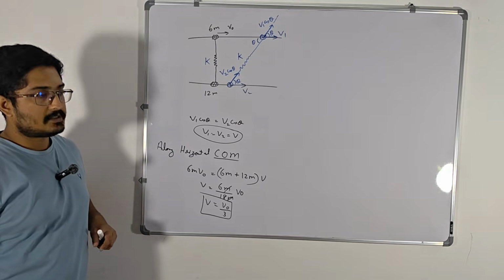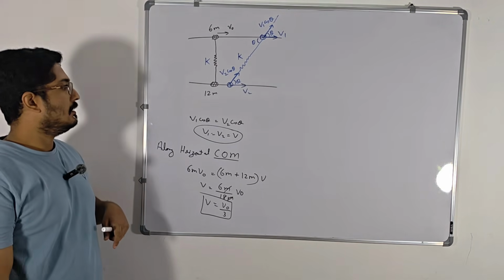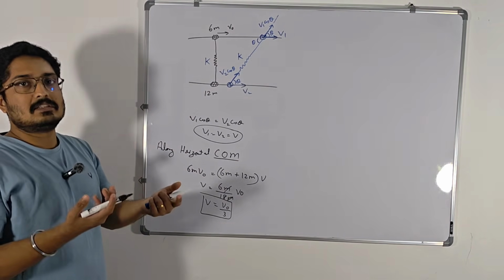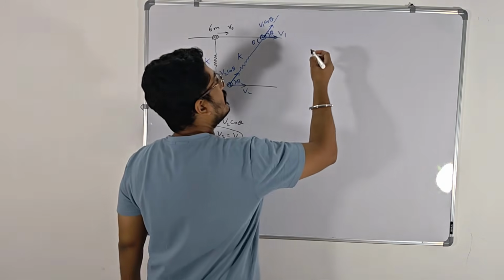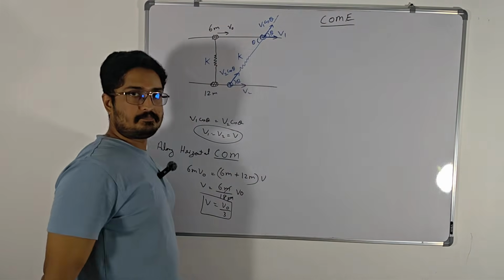So I got the final velocity that the system would be achieving. That means both of them would be achieving it. Now at the end, I am interested in the spring extension. This can be easily found out because again there is no friction, no dissipative force. I can say conservation of mechanical energy is valid.